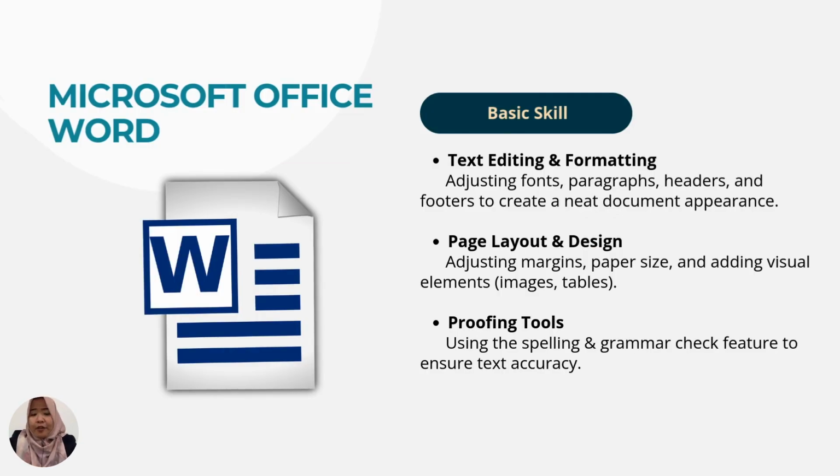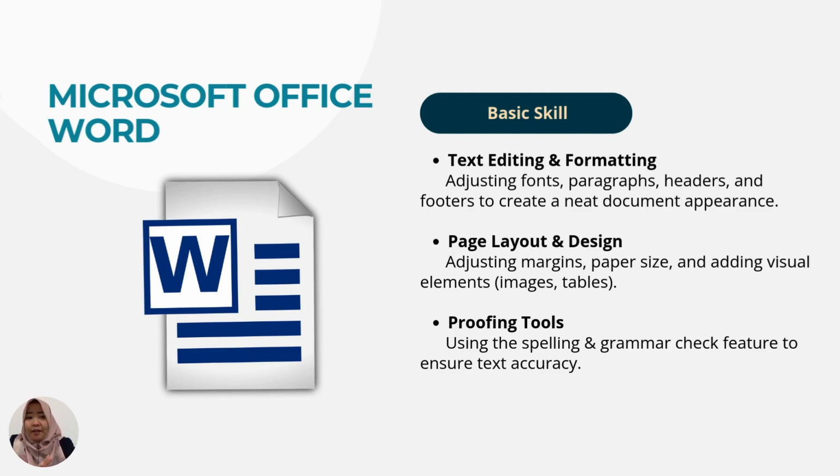Let's move on to Microsoft Office Word. There are three basic skills that you need to master related to Microsoft Office Word. The first one is text editing and formatting skill, which includes skills like adjusting fonts, paragraphs, making headers and footers to create a neat document appearance. This is needed for official purposes. Also, you have to be able to make page layouts and page design, including adjusting margins, paper size, and adding visual elements such as images and also tables.